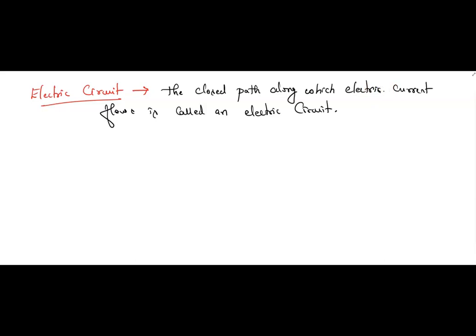Whichever path the current flows in, we call it an electric circuit. So what does an electric circuit consist of? It consists of a cell, electric bulb, ammeter and plug key. These are the components required to make the electric circuit.